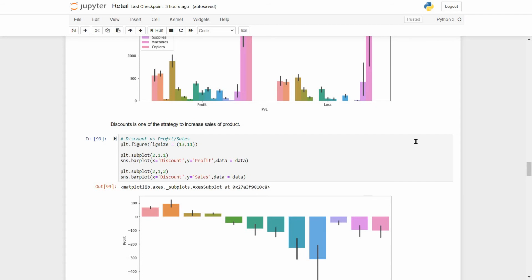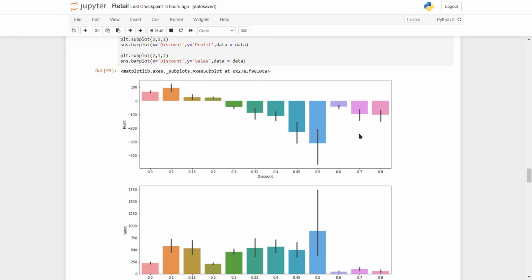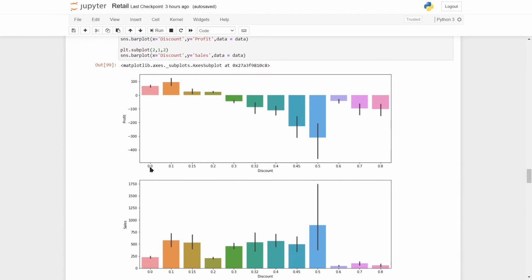So there is a variable of discount, and we know that discount is one of the strategies to increase sales of products. So we compared discount with profit and sales both. If there is no discount, 0% discount, there is some profit below 100, and if there is 10% discount, profit is somewhere near 100. With 15% and 20% discount, products somehow managed to gain profit. But when discount exceeds 30%, 32%, 40%, it gets into loss. And the highest loss is when they provide 50% off.